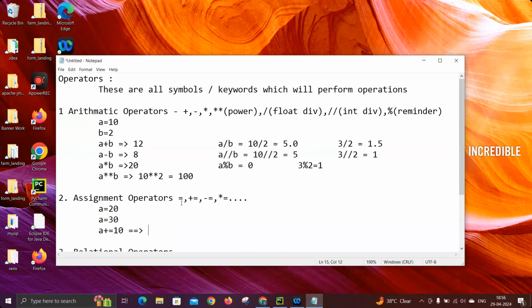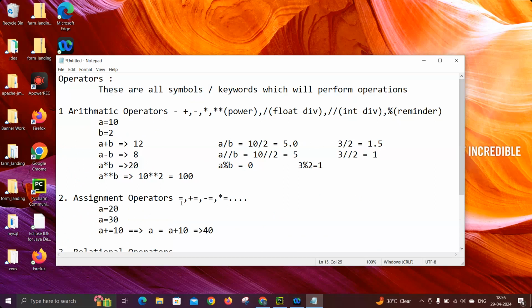Because if I'm writing A += 10, it means A = A + 10. This is the meaning of A += 10. So now just imagine that initially the A value is 30, right? So now A = A + 10. That means 30 plus 10. Now finally, what is the A value? So finally the A value will be 40 from this point.